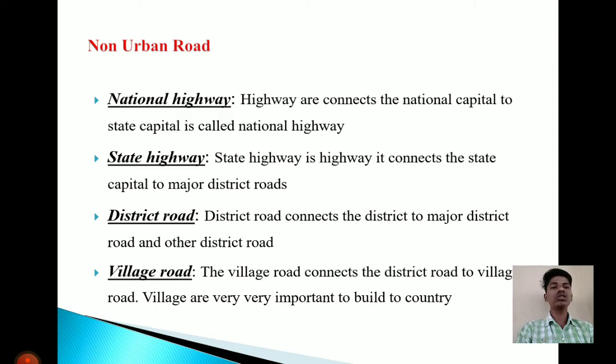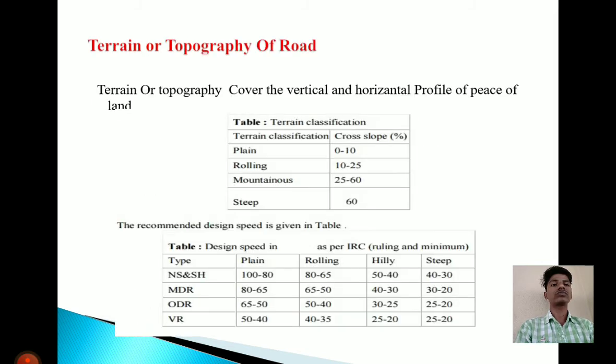District roads connect the district to major district roads and other district roads. Village roads connect the district road to villages. The village roads are very, very important to build the country.